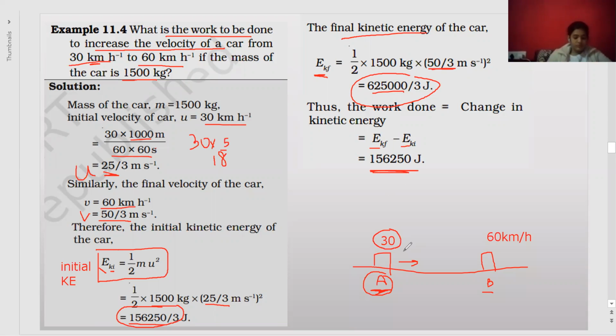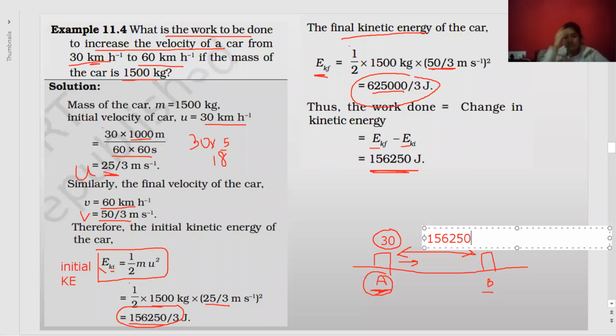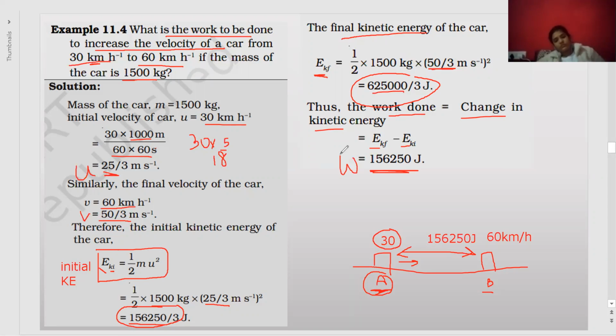Okay. It means यहाँ से इतने दूर में, यानी इस वेलोसिटी को चेंज करने में जो काइनेटिक एनर्जी में चेंज हुआ है वो कितना है? 156250 जूल. And as we know that काइनेटिक एनर्जी चेंज होता है तो वो इट डिपेंड्स ऑन द वर्क डन. जितना वर्क डन होगा उतना ही काइनेटिक एनर्जी चेंज होगा. So work done is equal to change in kinetic energy. So what we can say, this is also equal to the work done to change the speed of the body from 30 km per hour to 60 km per hour. Understood?